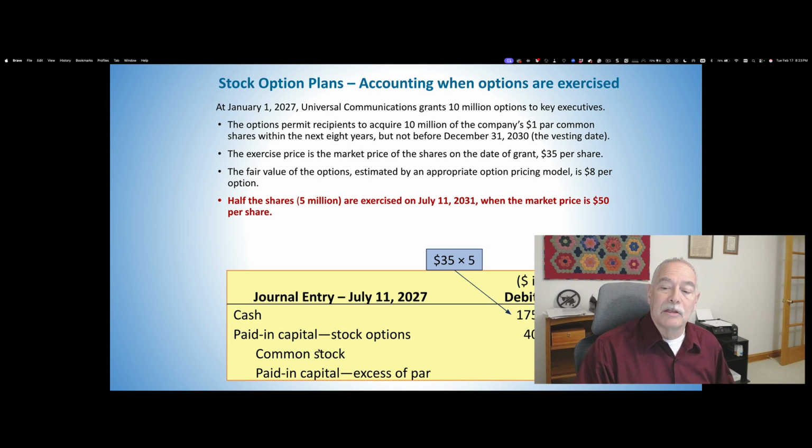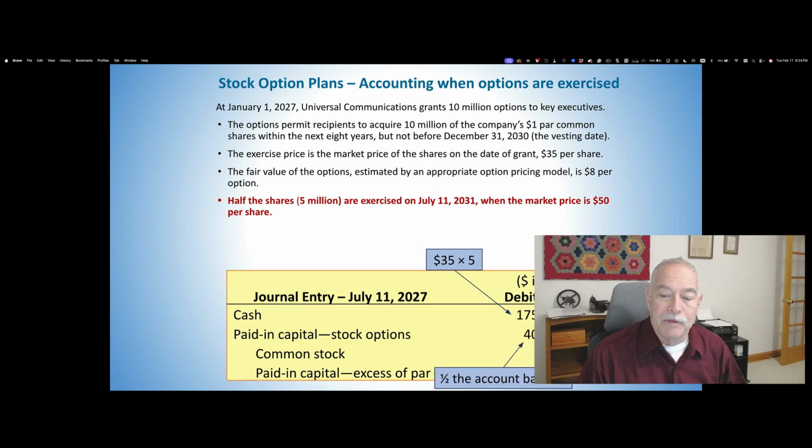Credit common stock at the par value. And the difference between the total of the cash and the sweat equity, this is the sweat equity, the 40 million that the employee put in there. So it's 215 million minus the 5 is 210 million additional paid in capital, or paid in capital in excess of par.